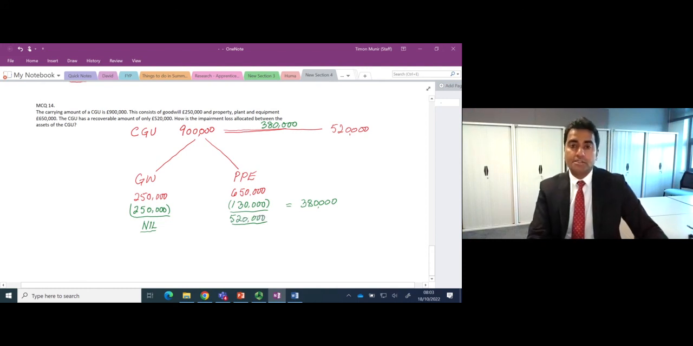So you can see that the goodwill has been reduced to nil, and the property, plant and equipment value has been dropped down to 520,000 pounds. I hope you will find this useful.